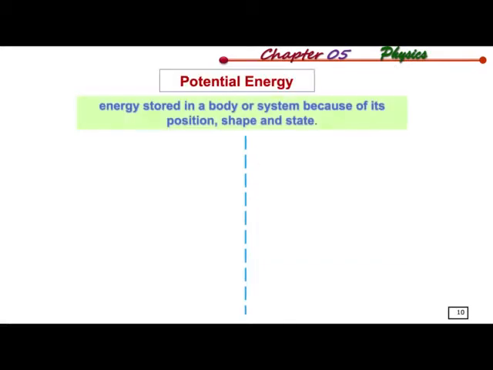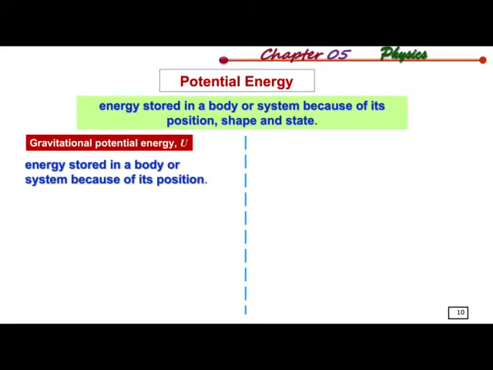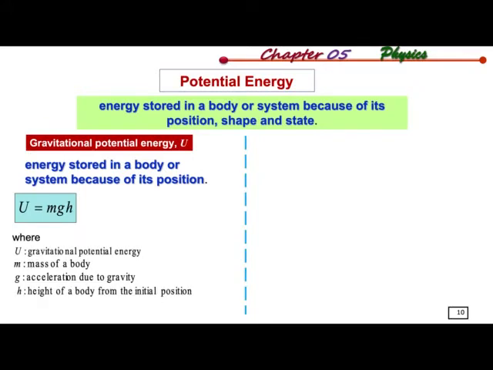Well, potential energy is energy stored in a body or system because of its position, shape, and state. Let's cover the gravitational potential energy first. It is the energy stored in a body or system because of its position. Gravitational potential energy U is equal to mgh, where m is the mass of the body, g is the acceleration due to gravity, and h is the height of a body from the initial position.